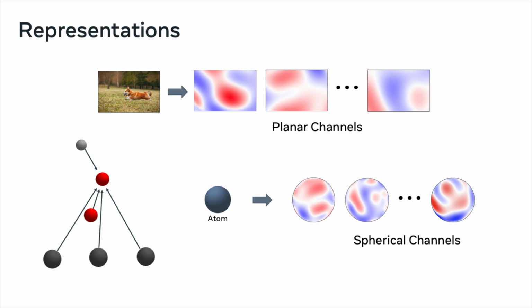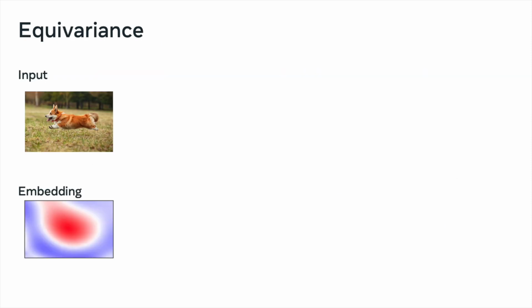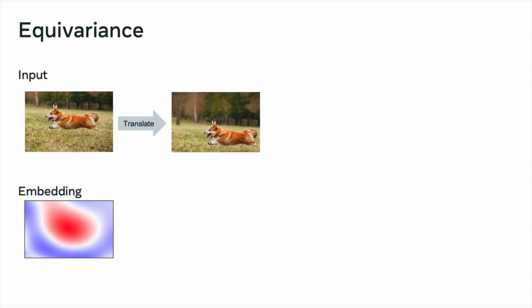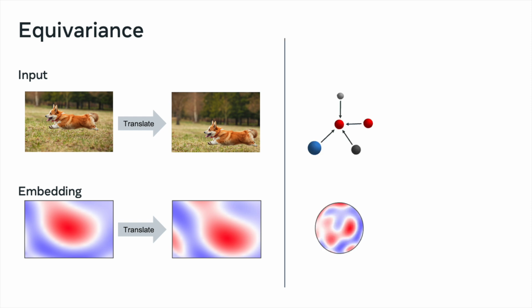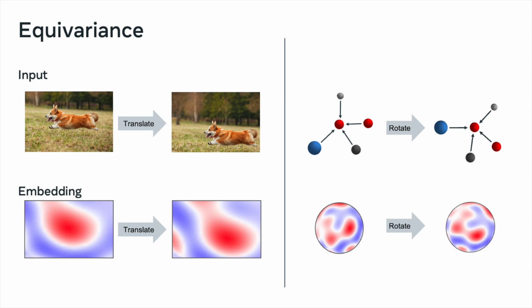So let's look at how both of these representations handle equivariance. In the image case, our embedding is a planar channel, and when we translate the image, the embedding corresponding to that planar channel is going to translate as well. Now in the atom case, we have a spherical channel, and here we don't care about translation equivariance. What we care about is rotational equivariance. So if we rotate the set of atoms, then what we want is the spherical channel to rotate similarly.